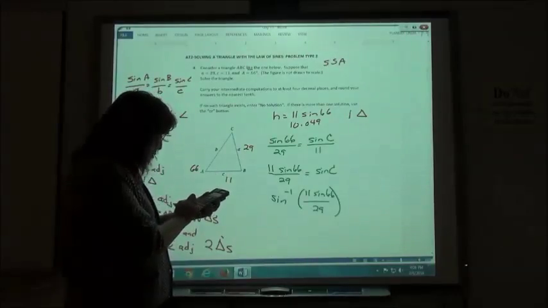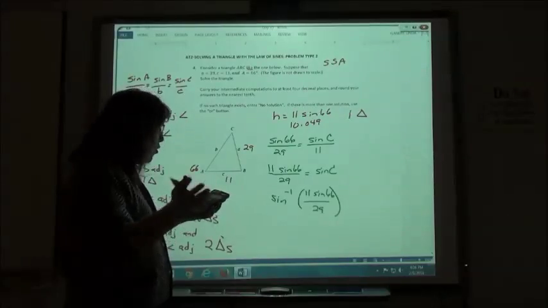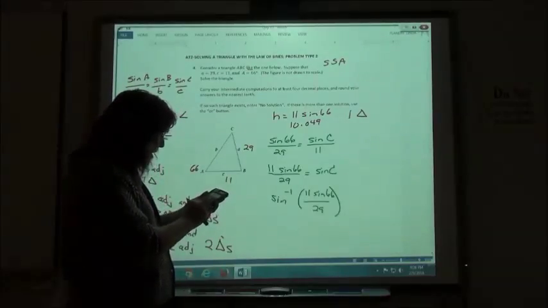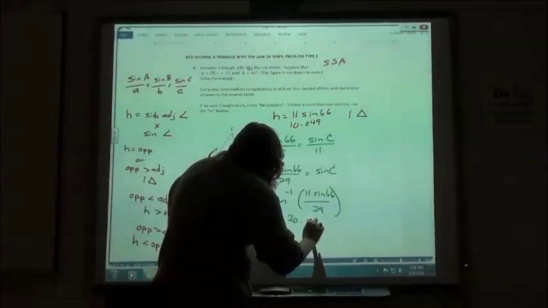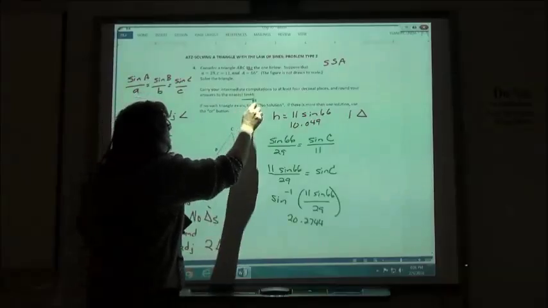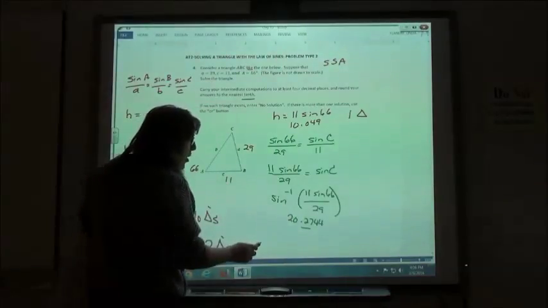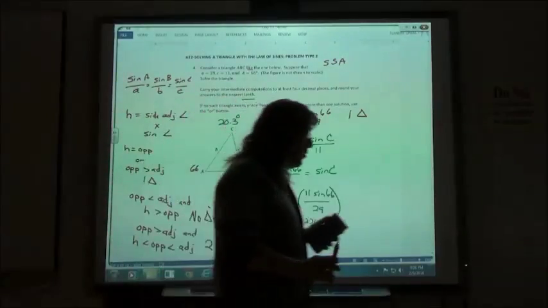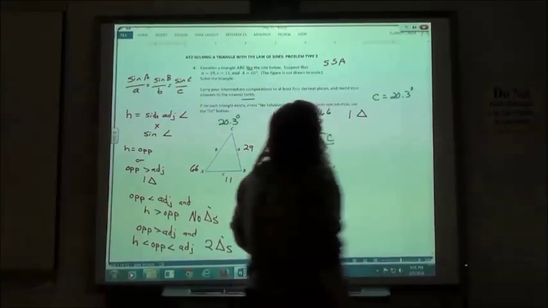In parentheses, I'm going to do 11 sine of 66. And you can just use divided instead of the fraction, or you can use the fraction. I'm going to use divided. So 11 sine of 66 divided by 29, close my parentheses, hit equals. I get 20.27444. I am rounding my answers again to the nearest tenth. So, angle C is going to be 20.3 degrees.